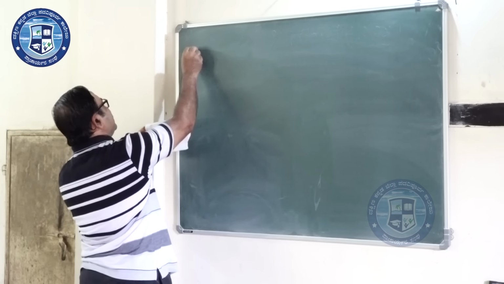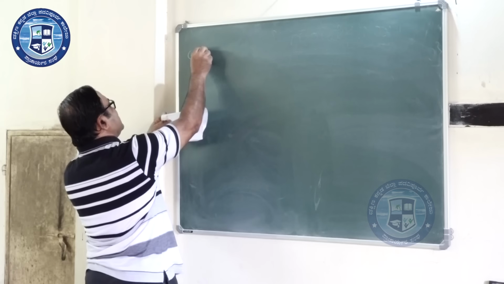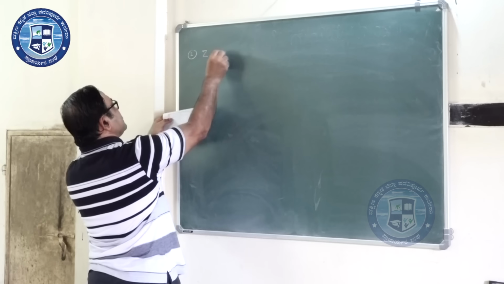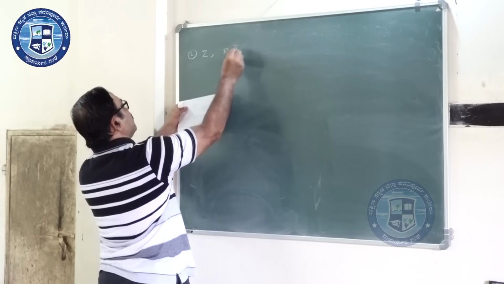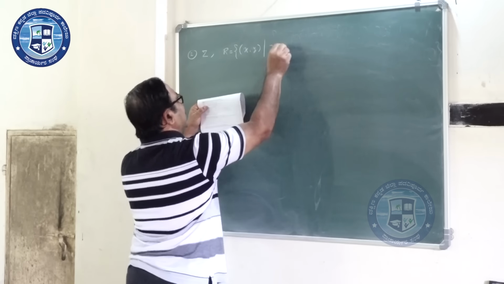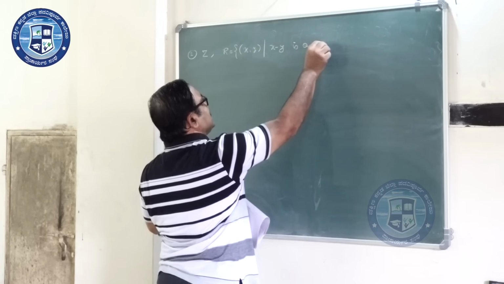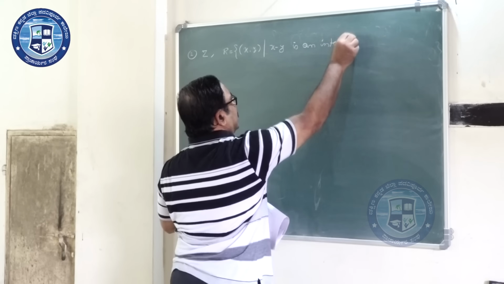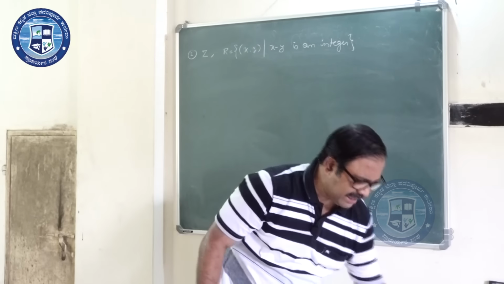See, I'll give you another example. On the set Z of integers, I am writing a relation R as (x, y) such that x minus y is an integer. X minus y is an integer.